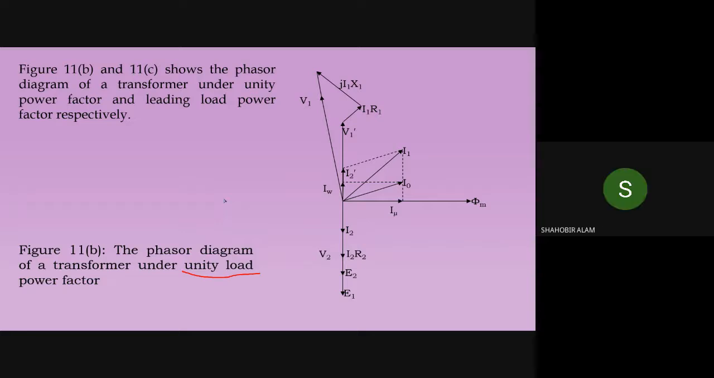So cos phi equal to 1 means phi equal to how much? Phi equal to 0 degree. Yes, sir. So phi equal to 0 degree means there is no phase difference between the voltage and current. And it is only applicable in the case of a purely resistive load.